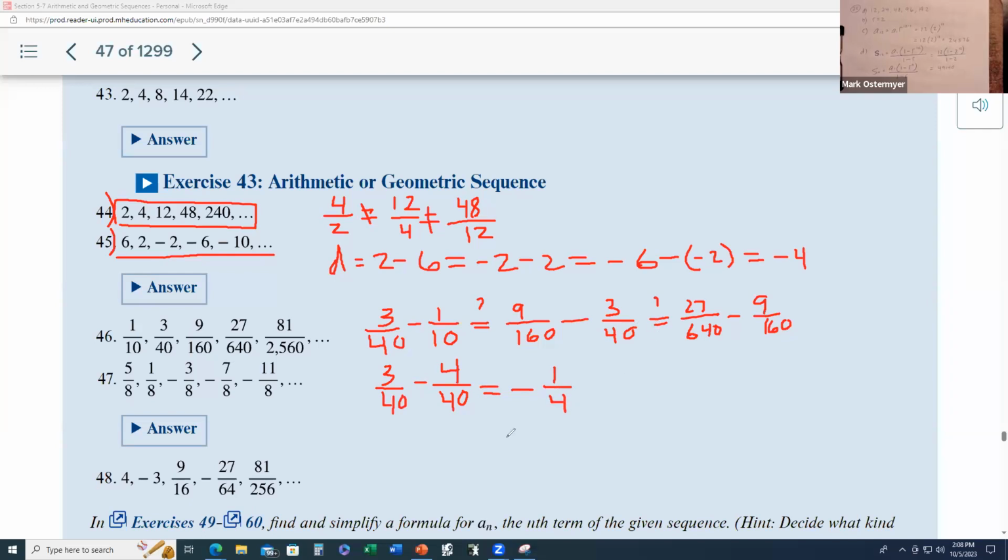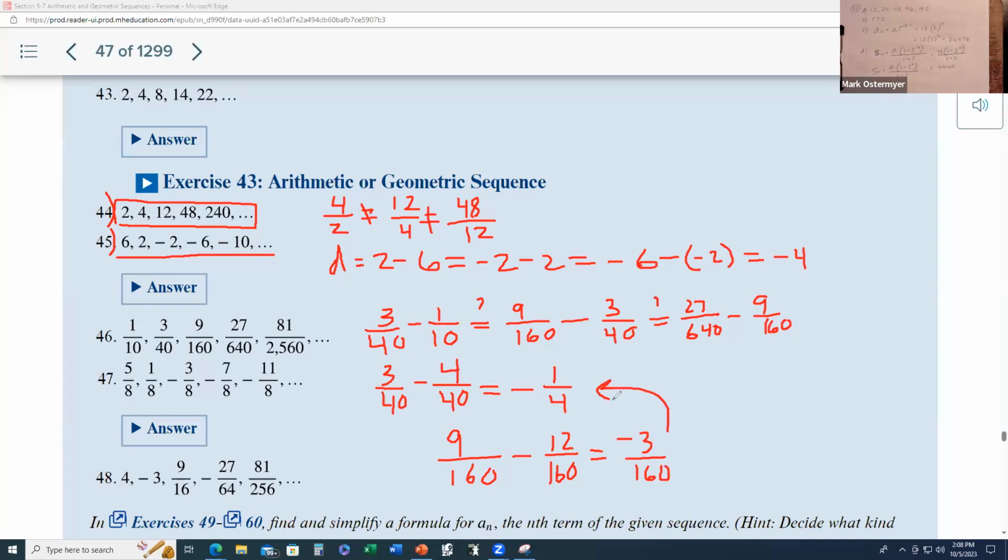In other words, is 9/160 minus what's an equivalent fraction of 3/40 with a denominator of 160? You'd have to multiply 40 by what? By 4. So you're going to multiply the numerator by 4. So 4/4 times 3/40 is 12/160. Now, what's 9 minus 12? That gives you -3/160. Does -3/160 reduce down to -1/40?